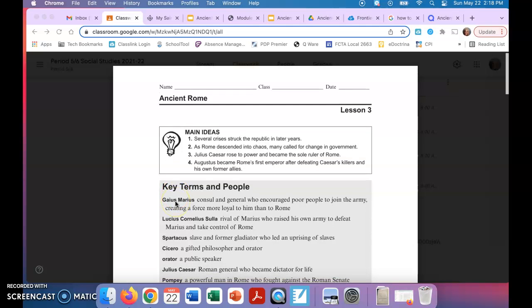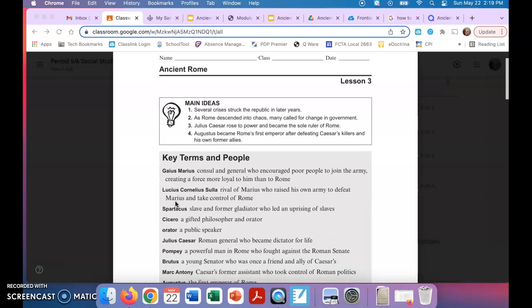Welcome to Workbook Lesson 3 for Ancient Rome. Again, I'm going to start with the main ideas. Try and pay close attention to these and remember that you can come back to these. These are often things that are on quizzes and tests.